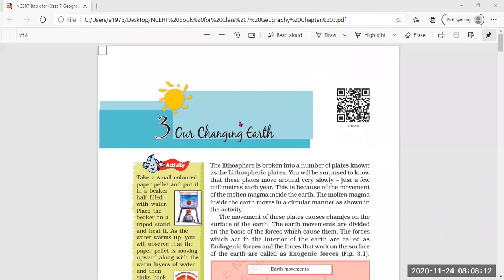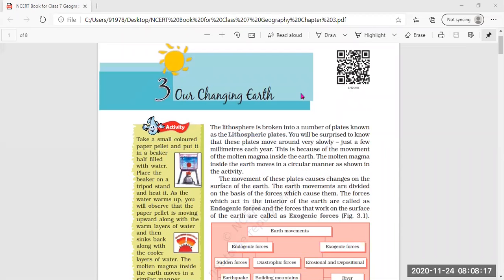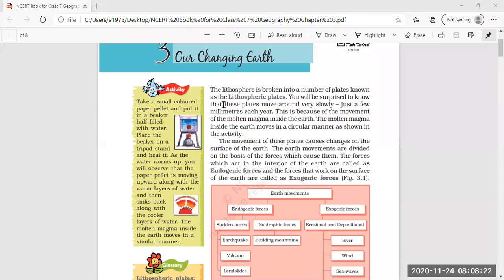So today we are going to start with the changing earth, that is the geography lesson number 3. Now in this our changing earth, what does this lesson name mean? The changing earth means what all things are happening inside the earth, in the different layers of the earth. We will learn all about that in this lesson.